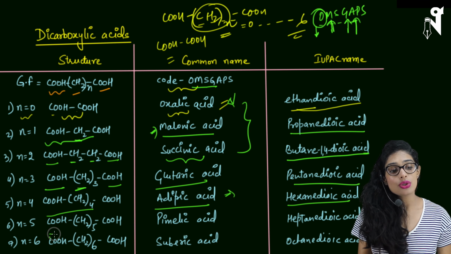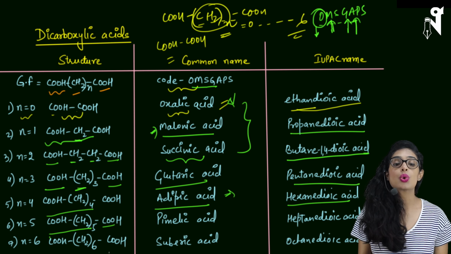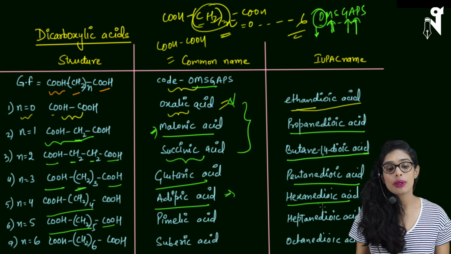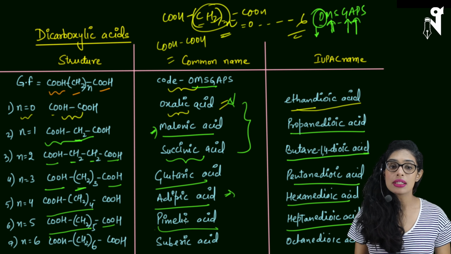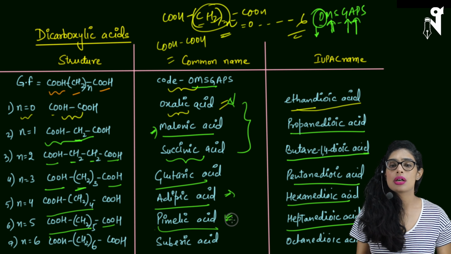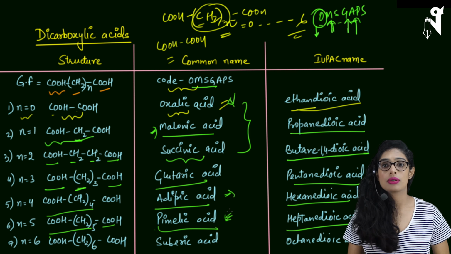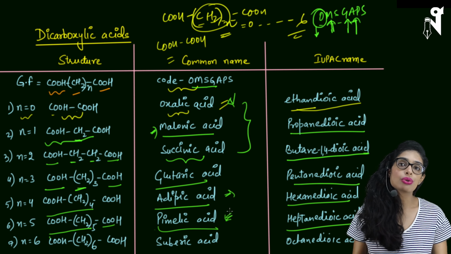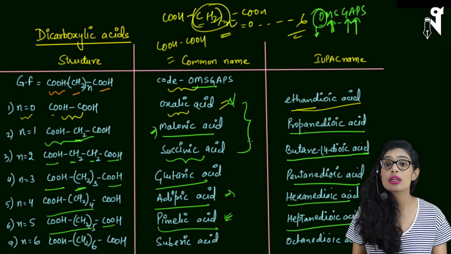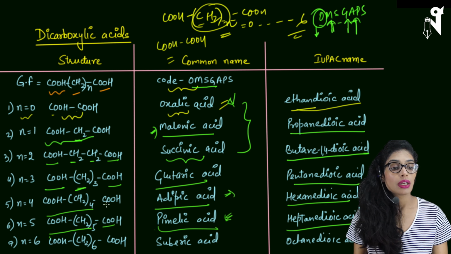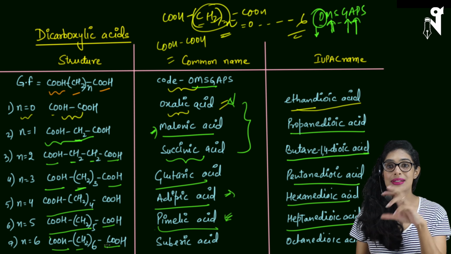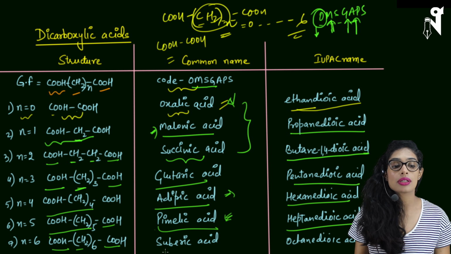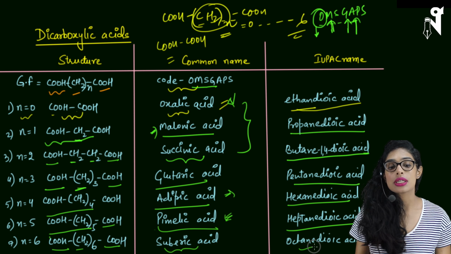So COOH, then 5 CH2s and another COOH. So the total number of carbons is 7. The IUPAC name is heptanedioic acid, whereas the common name is pimelic acid. This is not very commonly used, so you won't find it much anywhere. But still, it's good to know, because if you find it, you should know what exactly it is. Next is COOH, (CH2)6, COOH. So basically 6 CH2s in between. The compound is called suberic acid or octanedioic acid.